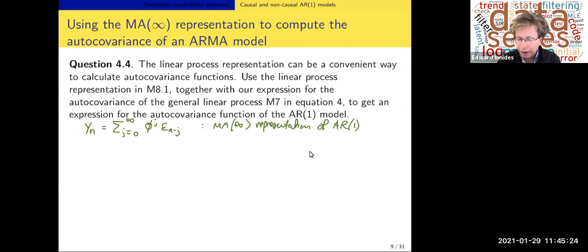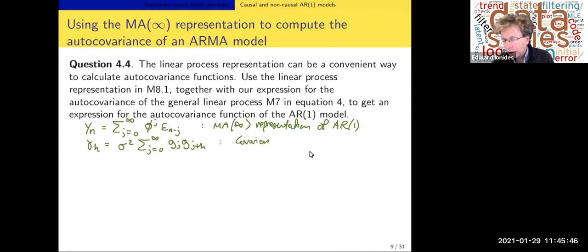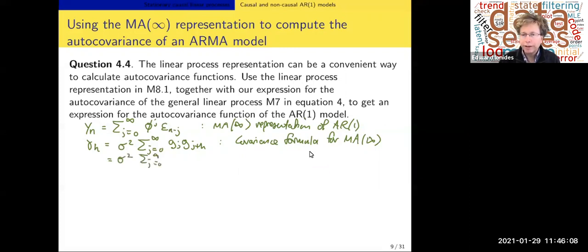And then we have gamma h, which is sigma squared times the sum from j is 0 to infinity of psi_j psi_{j+h}. And this is the covariance formula for the general stationary linear model, the MA infinity model. And then if I calculate what this is: sigma squared times the sum from j is 0 to infinity of phi^j times phi^{j+h}.